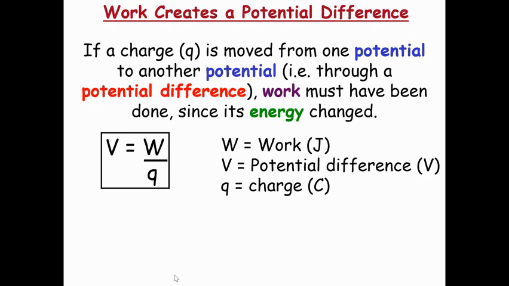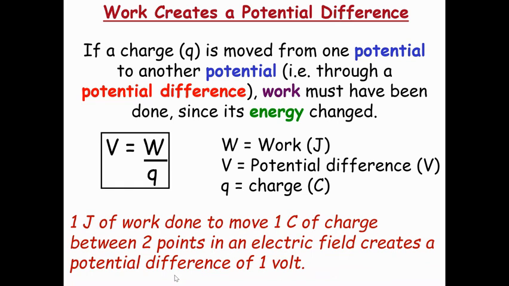Well, what causes a potential difference? Work per charge. If 1 joule of work is done to move 1 coulomb of charge between 2 points in an electric field, it creates a potential difference of 1 volt. So 1 volt, in other words, is 1 joule per coulomb. 1 joule of energy per coulomb of charge.